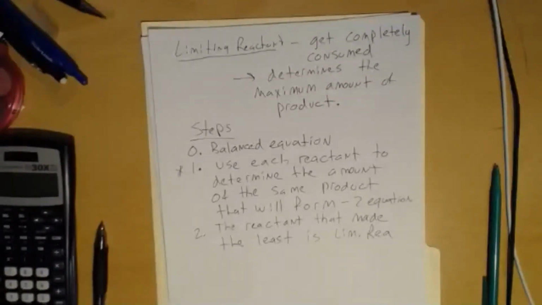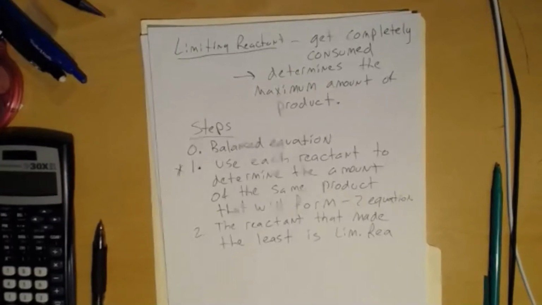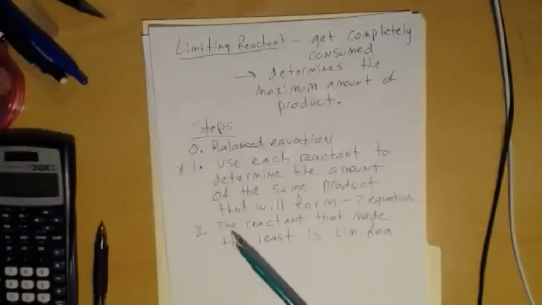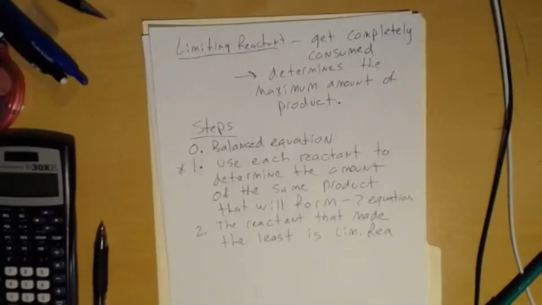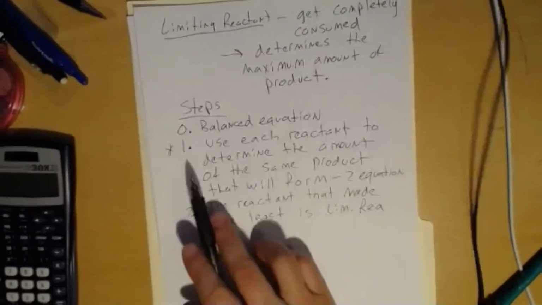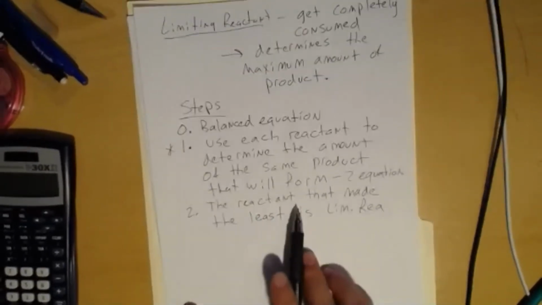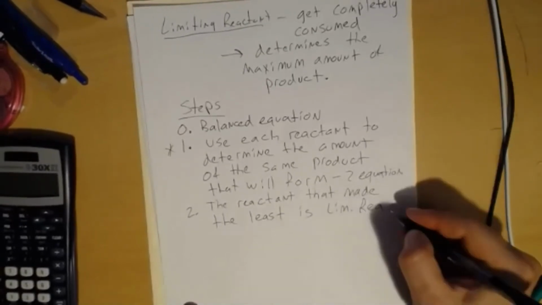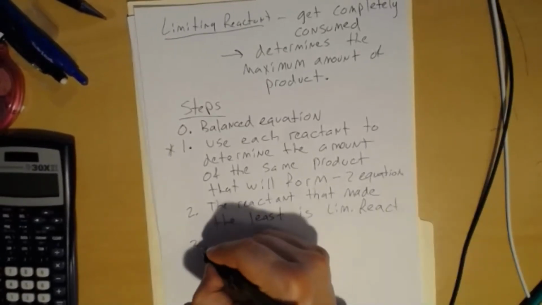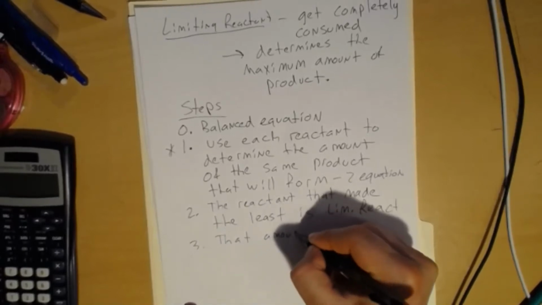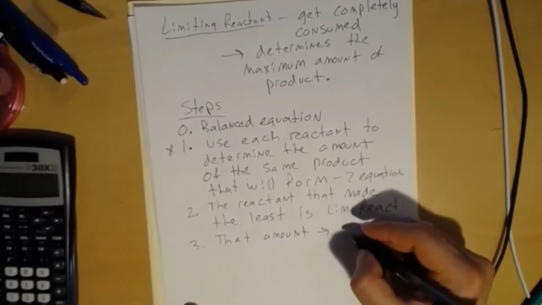So steps: balance the equation. Use each reactant to determine the amount of the same product that will form. Once you've done the first step, then the other steps are just an analysis of the calculations. And so from looking at the calculations here, whatever one made the least is the limiting reactant. And that amount is actually what we call the theoretical yield.